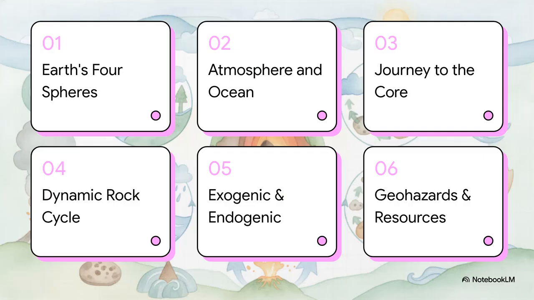We'll start with the Earth's four spheres, then explore the atmosphere and ocean. After that, we'll journey to the Earth's core. Check out the dynamic rock cycle. Look at exogenic and endogenic processes. And finally, wrap up with geohazards, time, and resources.